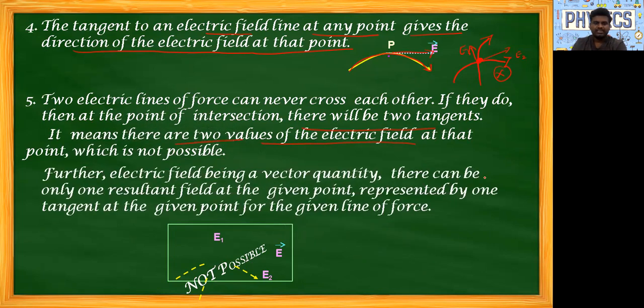Therefore, the electric field is a vector quantity. We know the electric field is a vector quantity which has magnitude and direction. There can be only one resultant field at a given point.